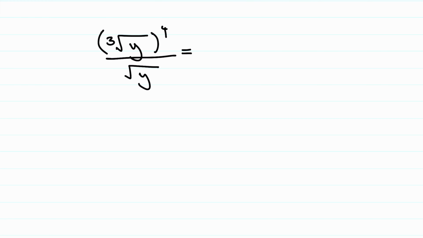Well, the first thing I'd do is change this cube root of y into something that looks a bit nicer, where we have y raised to an index. So we know the cube root, or a root of any kind, is written as 1 over that number. So this would be y to the third, and then this whole thing raised to the power of 4. And we'd divide that by the square root of y, which we know is y to the half, because it's the square root.